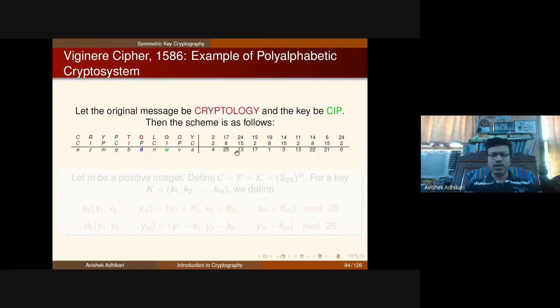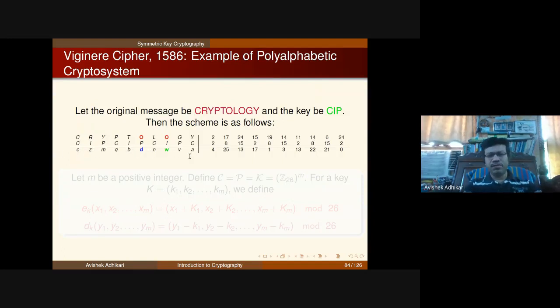Whatever I get, I put it back in terms of the corresponding alphabet. They are the roll numbers, I put them back. For example, here I have 4 and the roll number 4 is for the alphabet E, and so on. So this is my cipher text.